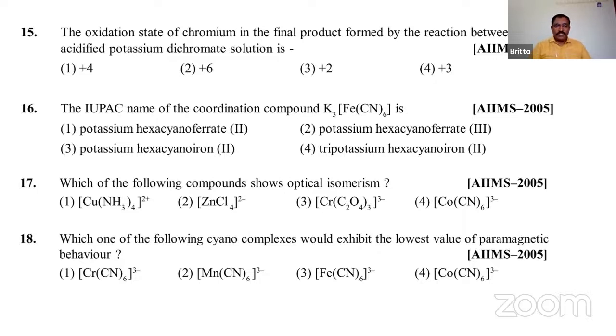And then question number 18. Which one of the following cyano complexes would exhibit the lowest value of paramagnetic behavior? Okay, lowest paramagnetic behavior is what they have asked.